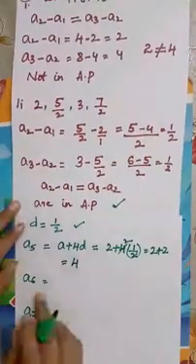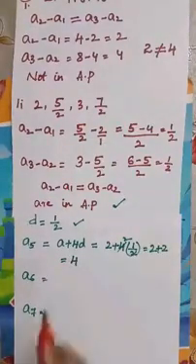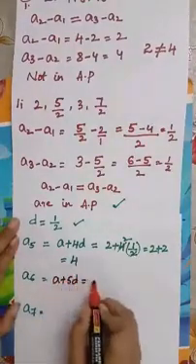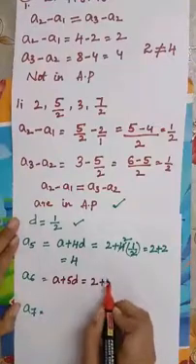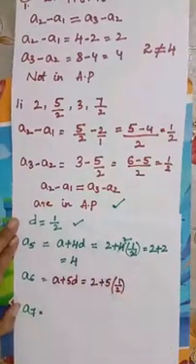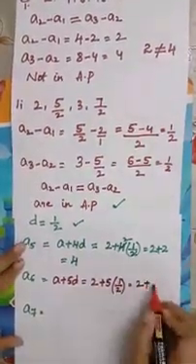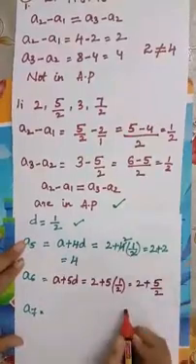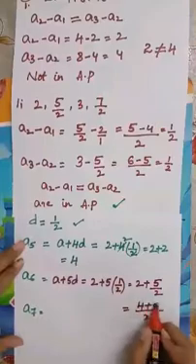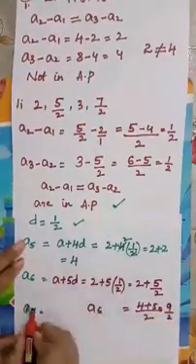Next A6. What is the formula for A6? A plus 5D. So that is 2 plus 5 into 1 by 2. That is 2 plus 5 ones are 5 by 2. Take LCM now. LCM is 2. 2 2s are 4 plus 5. That is 9 by 2. A6 we got it 9 by 2.